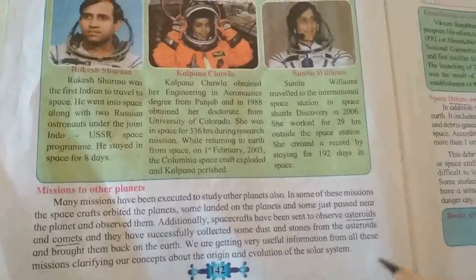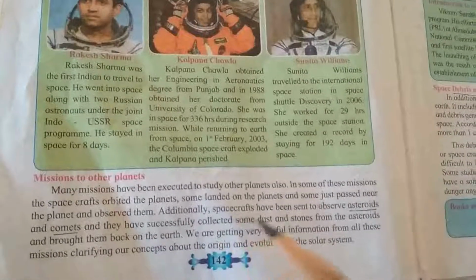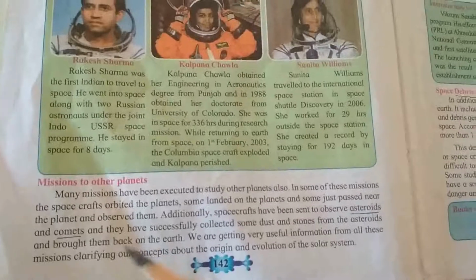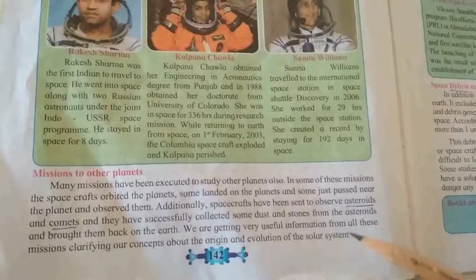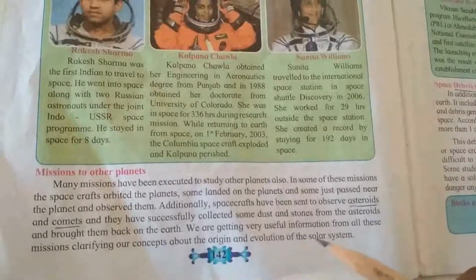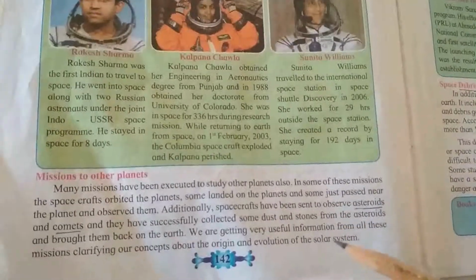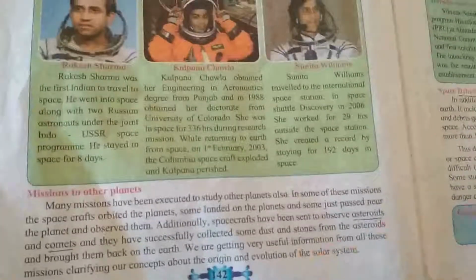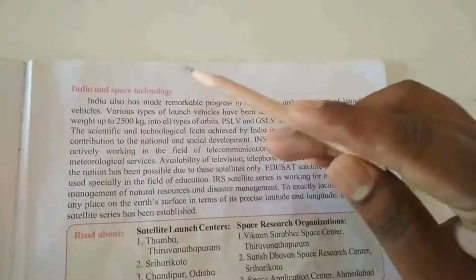Additionally, spacecraft have been sent to observe asteroids and comets, and they have successfully collected some dust and stones from the asteroids and brought them back to the Earth. We are getting very useful information from all these missions, clarifying our concepts about the origin and evolution of the solar system.